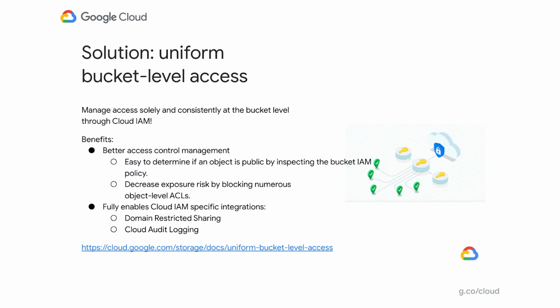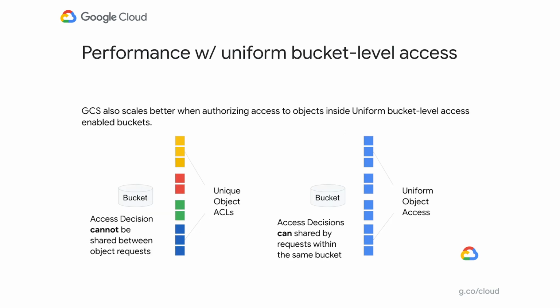Our recommendation for managing lots of object ACLs at scale is to not manage them at all. By enabling uniform bucket level access, you are disabling object ACLs and using the bucket policy for all access control. Every object is treated the same, and every object benefits from all of IAM's feature integrations. An added benefit to using this feature is that GCS can now share access decisions for objects within the same bucket. Caching is improved, which is great for high QPS use cases.